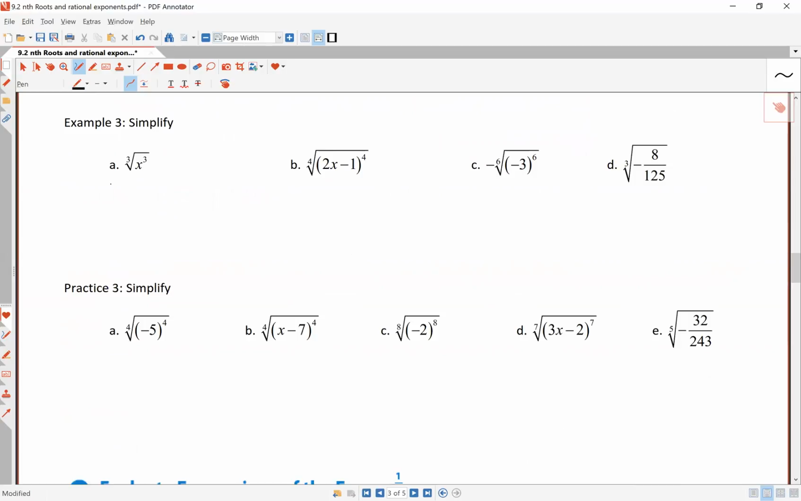Cube root of x cubed, if the index and the power match, and if they're odd, it undoes it and we just get x. But if the index and the power match and they're even, we have to add the absolute value.